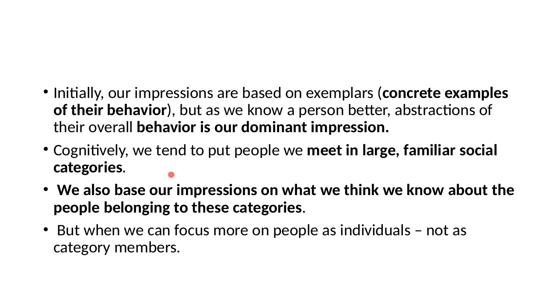So cognitively, we tend to put people we meet in large familiar social categories. So when you meet a person, you will say that these individuals are like the ones that are normally proud, the ones that are normally very rude, the rude people. But as you continue to know this individual, you will base your impression depending on their personality. So we also base our impressions on what we think we know about the person belonging to these categories.